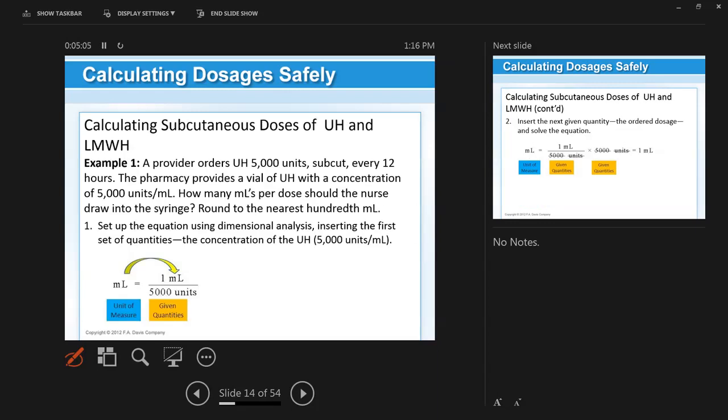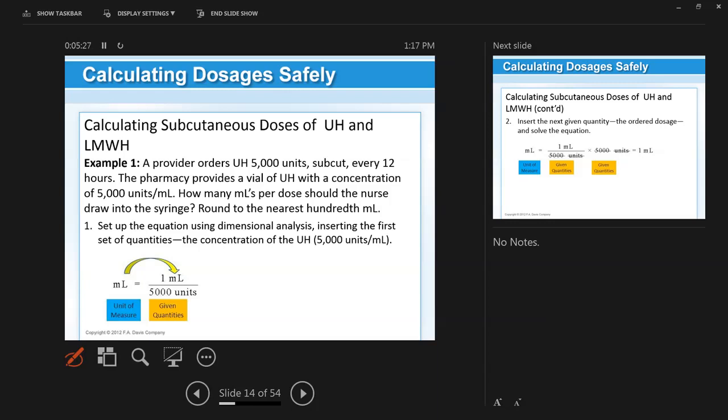All right, so here's our first example. A provider orders unfractionated heparin, 5,000 units, subcutaneously every 12 hours. The pharmacy provides a vial of unfractionated heparin with a concentration of 5,000 units per milliliter. How many milliliters per dose should the nurse draw into the syringe? Round to the nearest hundredth mL.